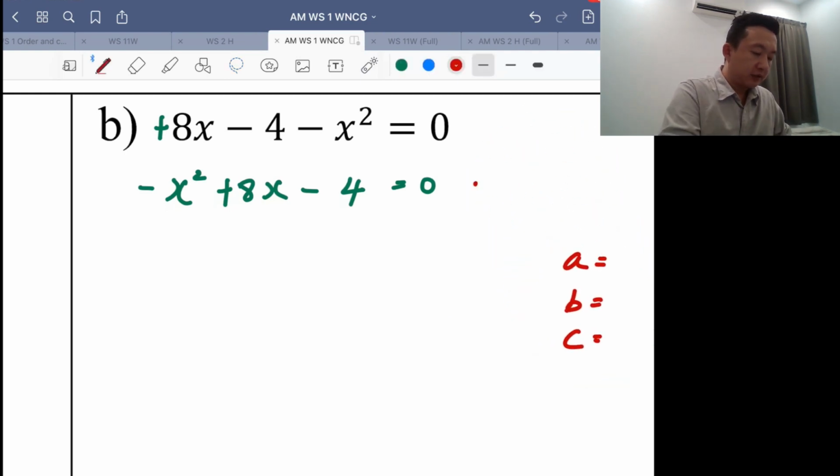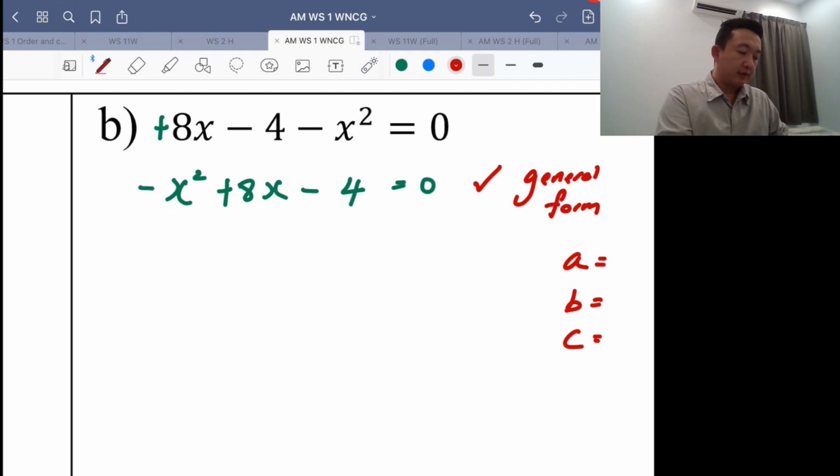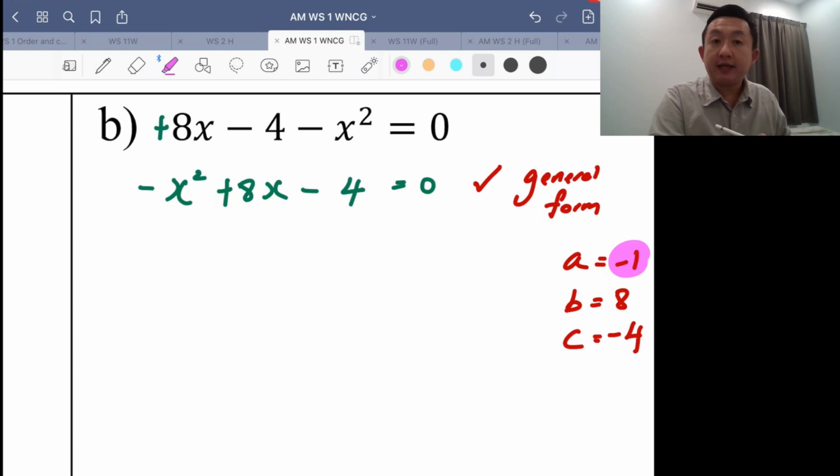So first, this is in general form. All right. Now we look at the a. The a is negative 1, right? Negative 1. And then b equals 8 and c is negative 4. So pay attention here. a is negative 1. So you have to do something about it.